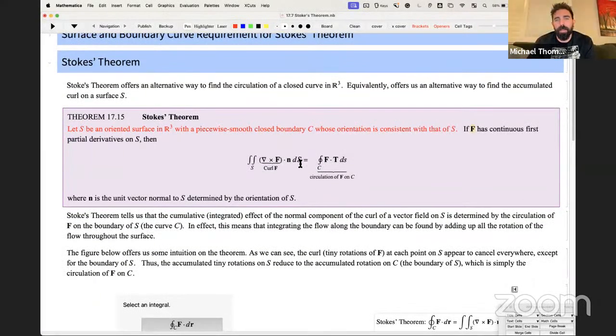Then what this says is that if you add up all the curls, remember, integrals are sums, and more specifically, the normal components of all the curls. Remember, a curl is a vector, so you're getting the normal components of all of those curls, which is a measure of the rotation at a point on S. And you sum all those up, then it's the same thing as just looking at the boundary of S and finding the circulation on the boundary. Now, this is actually the same as Green's theorem, right? On the right.